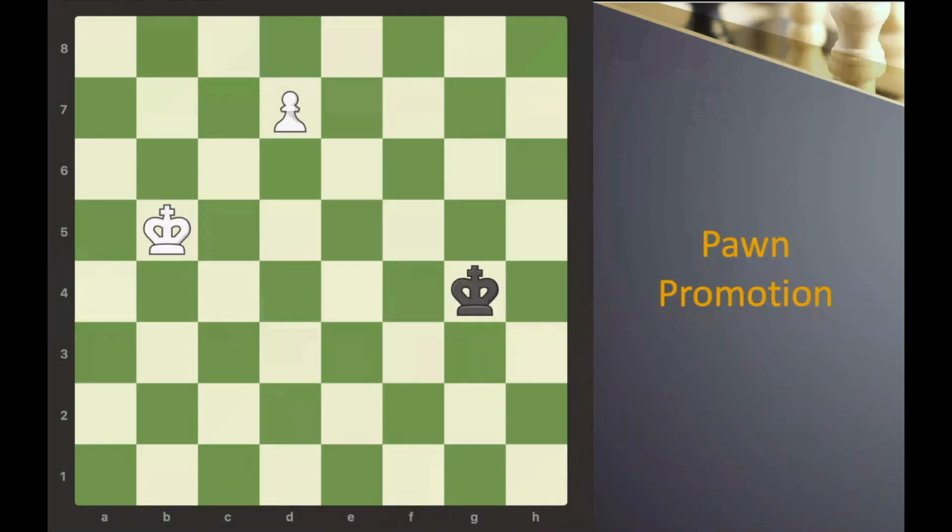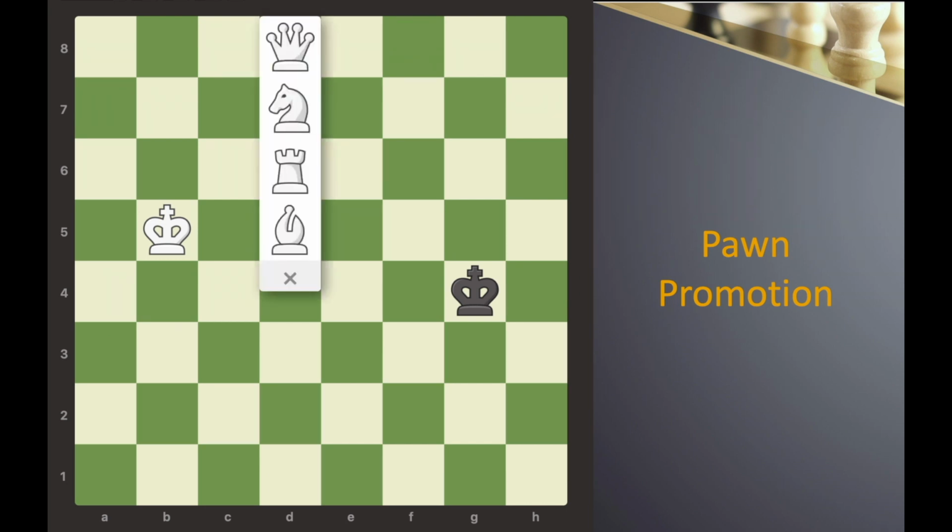The player usually has to announce the name of the piece that he or she is going to replace the pawn with. There is no restriction on the number of pawn promotions. Theoretically, it's possible to have nine queens. Similarly, you can promote the pawns to any number of rooks, bishops, or knights. The choice is all yours.